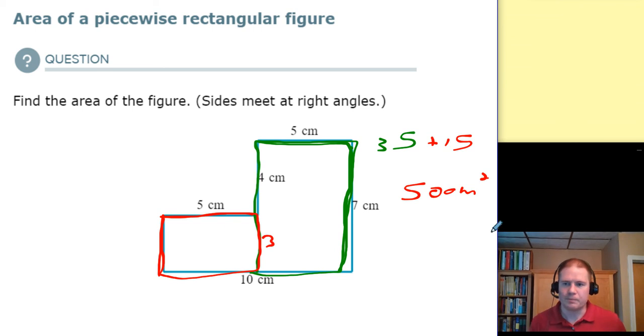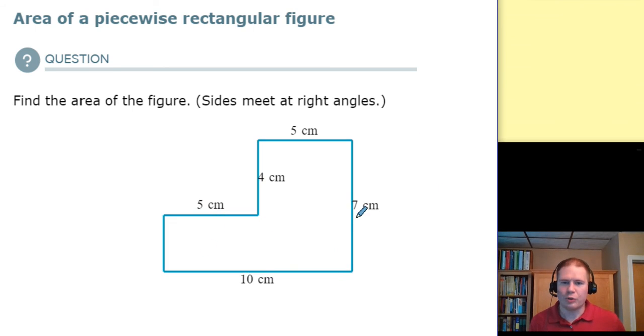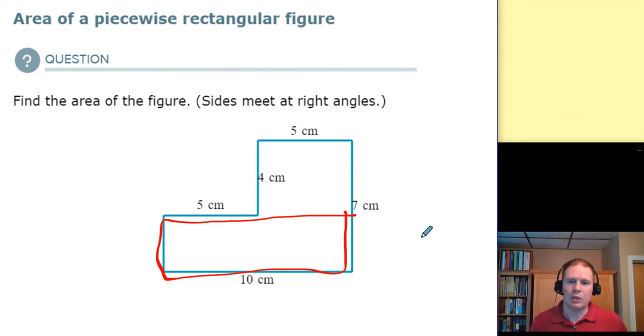30, 40 plus 10 is 50, right? Same answer. Or you could do the long skinny one on the bottom plus the top one. You're still going to end up with 50 square centimeters, right? You have a choice as to which rectangles you're recognizing that make up the figure in question.